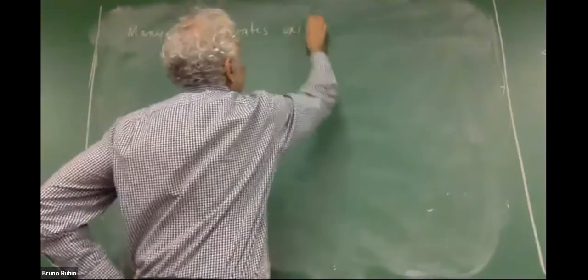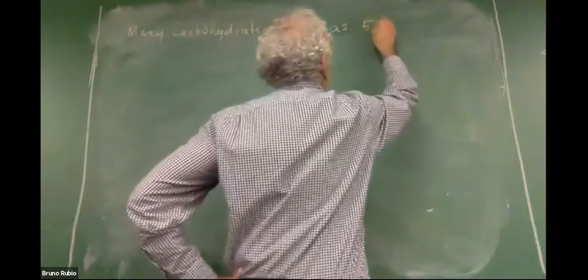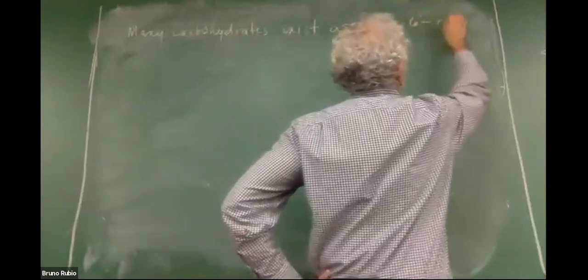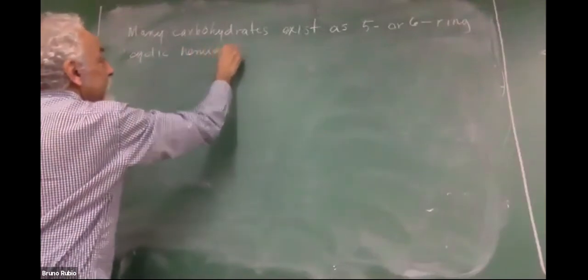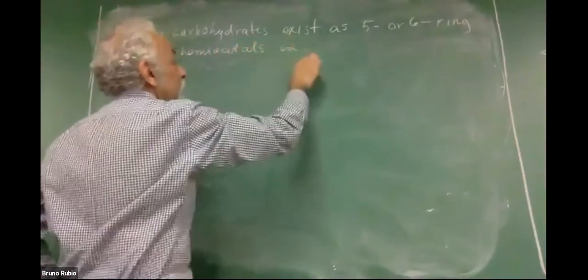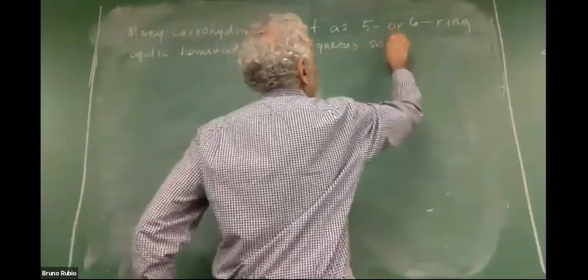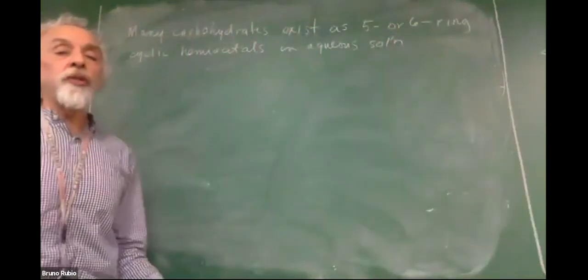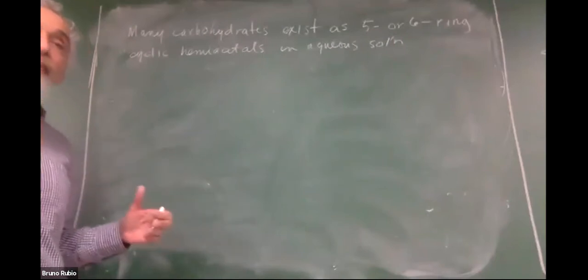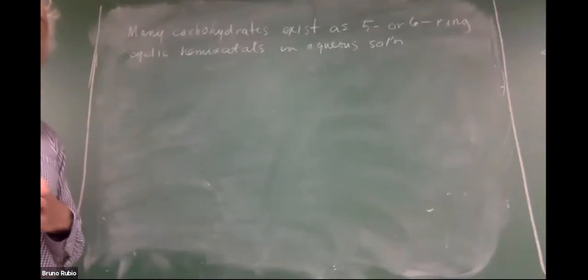So many, not all of them, but many carbohydrates exist as 5 or 6 membered ring cyclic hemiacetals in aqueous solution. And as I just said, this aqueous solution can be either a glass of water or a beaker in the laboratory or in the interior of your cell.